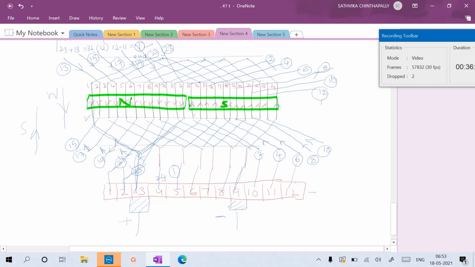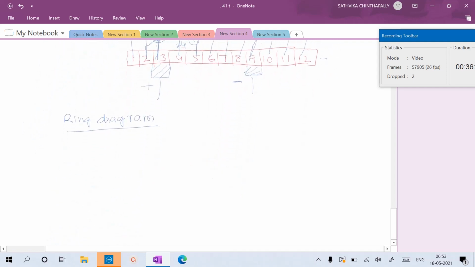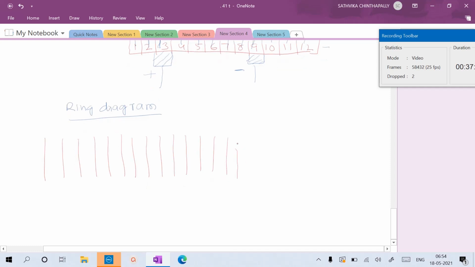Here, first indicate the number of conductors. So how many conductors? 24 conductors. Draw it. 1, 2, 3, 4, 5, 6, 7, 8, 9, 10, 11, 12, 13, 14, 15, 16, 17, 18, 19, 20, 21, 22, 23, 24 conductors. Okay, so these are the conductors. Now indicate similar to this one.